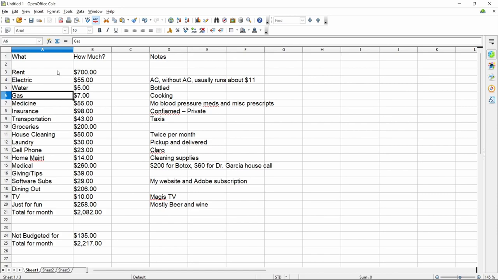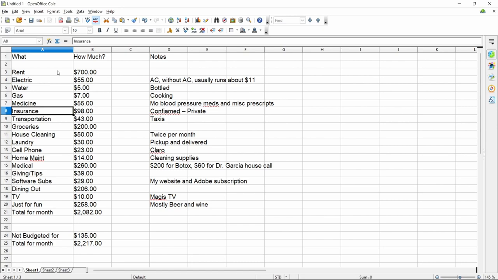So my gas bill, this is my cooking gas that comes with the apartment that I had to pay for, is $7. That's about average. It averages $6 or $7 a month. This month it was $7. My medicine, which is mostly blood pressure medicine and miscellaneous prescriptions: I did have to call the doctor once this month and she came out. I had a house call and she gave me a prescription for some antibiotics because I had a really badly infected sore throat. And so anyway, my blood pressure medicine and those miscellaneous prescriptions was $55.